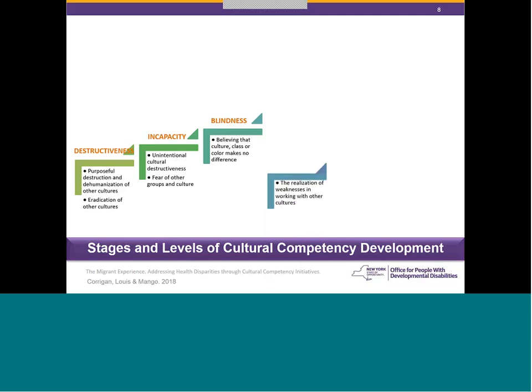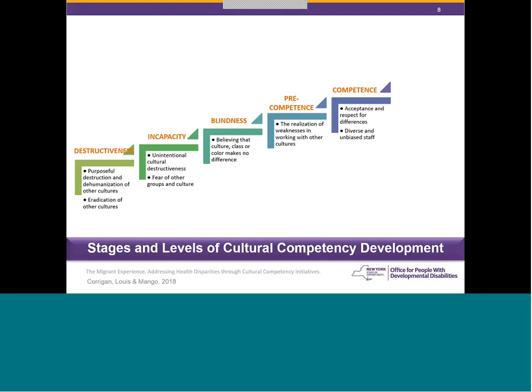Next is level 4, pre-competence. At this level, systems or organizations are aware of their strengths, weaknesses, and areas for growth to respond effectively to other cultures. Although efforts are made to improve service delivery for a specific racial, ethnic, or cultural group, the downside of this level is that there is no clear plan for achieving organizational cultural competence yet.